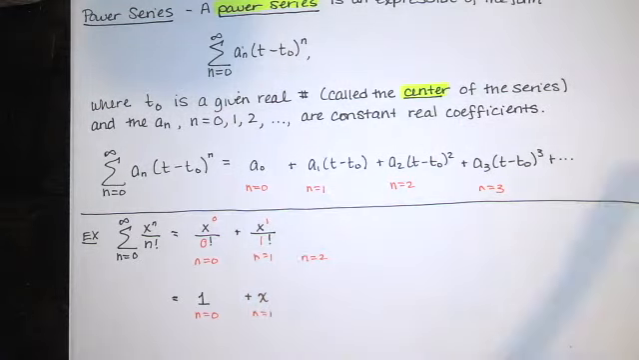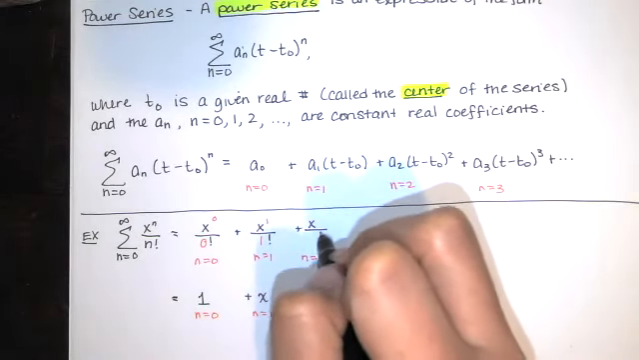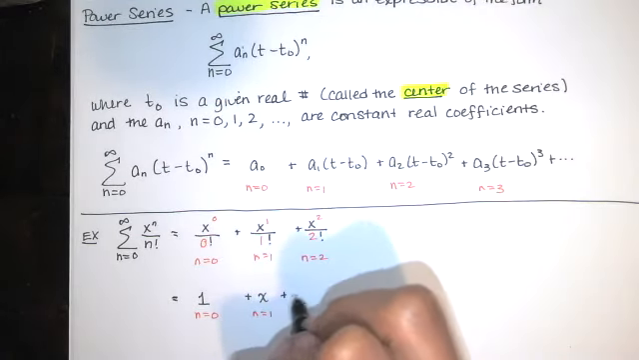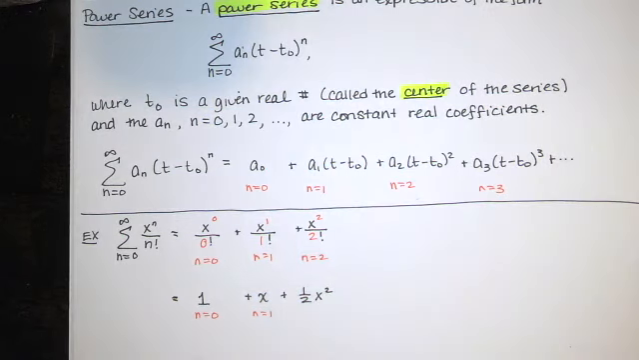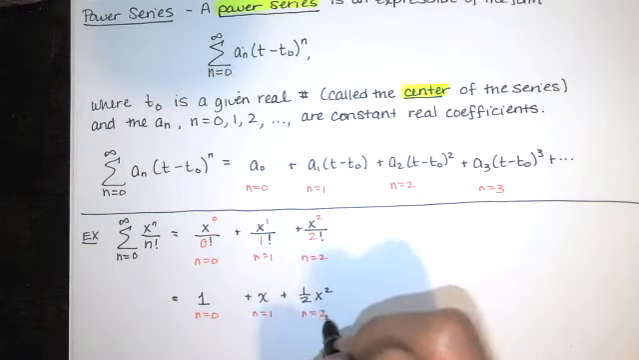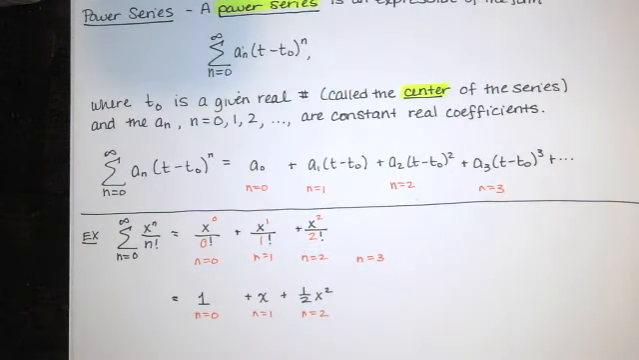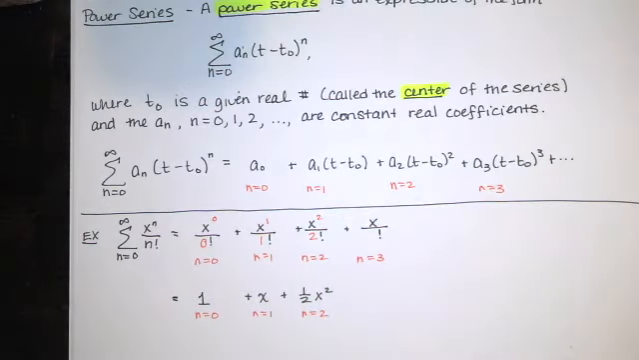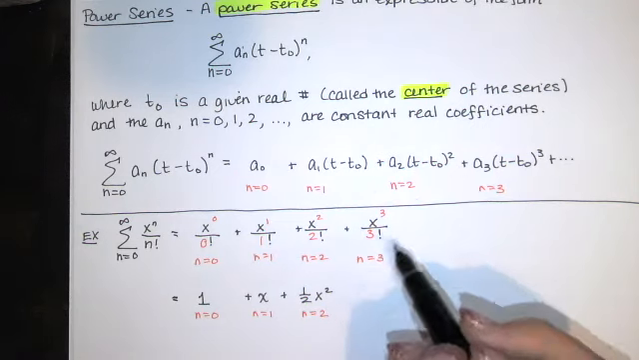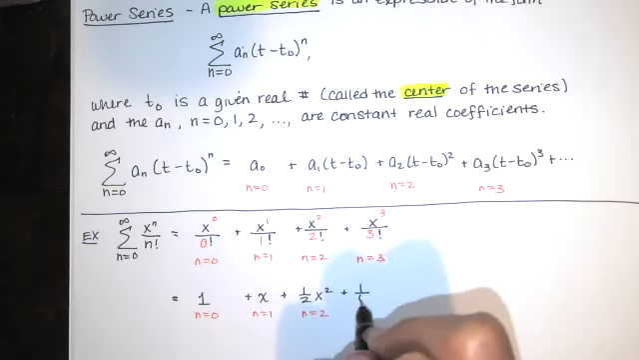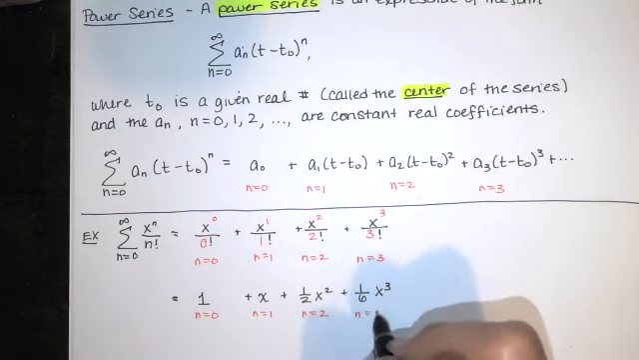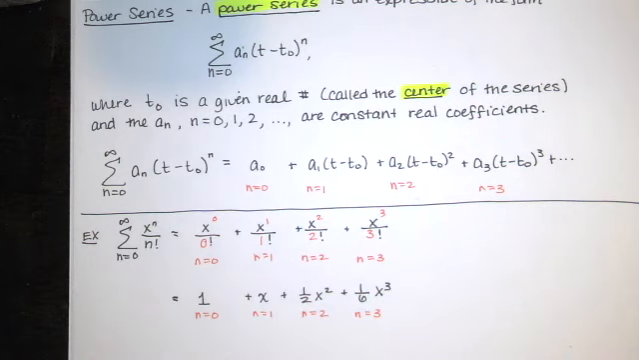Then when n equals 2, we'll have an x squared over 2 factorial, x squared over 2, or I prefer to write it as 1/2 x squared. When n equals 3, you've got x cubed over 3 factorial. Hope you see the pattern. 3 factorial is 3 times 2 times 1, so that's a 6 in the denominator. I'll pull that out as a 1/6. So 1/6 times x cubed, and you keep going on and on and on with this.